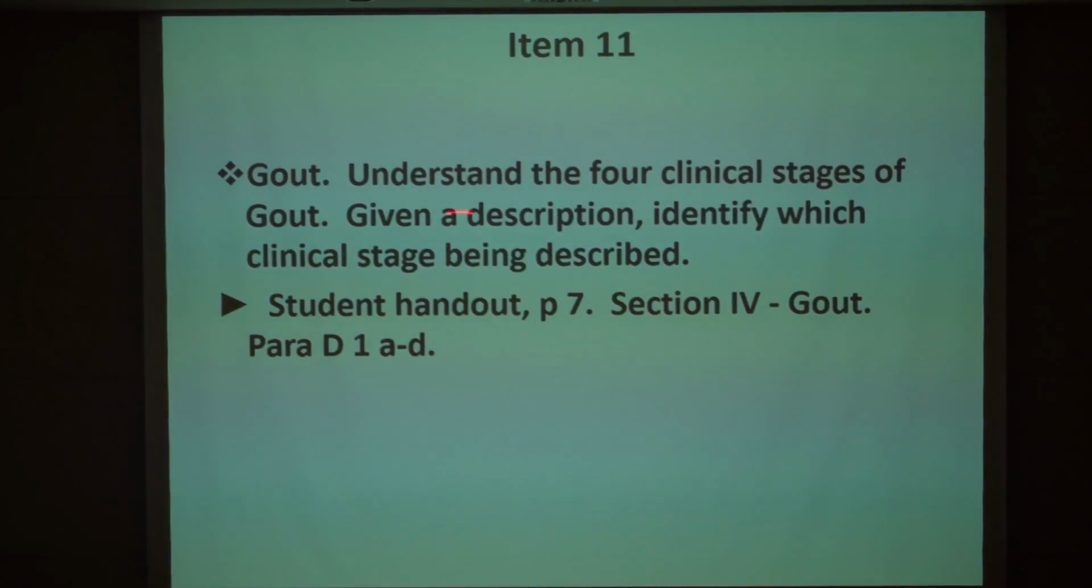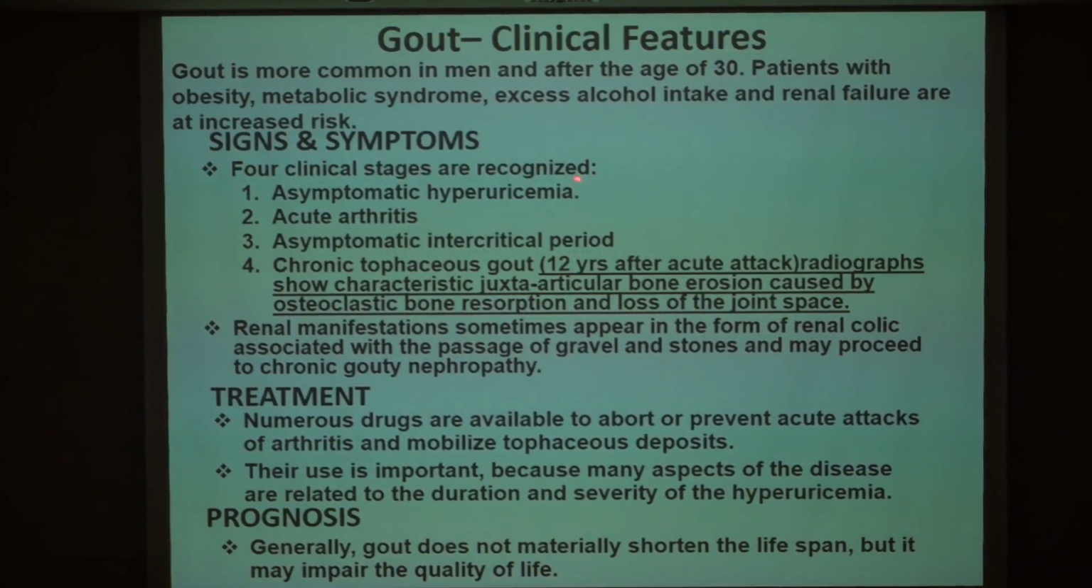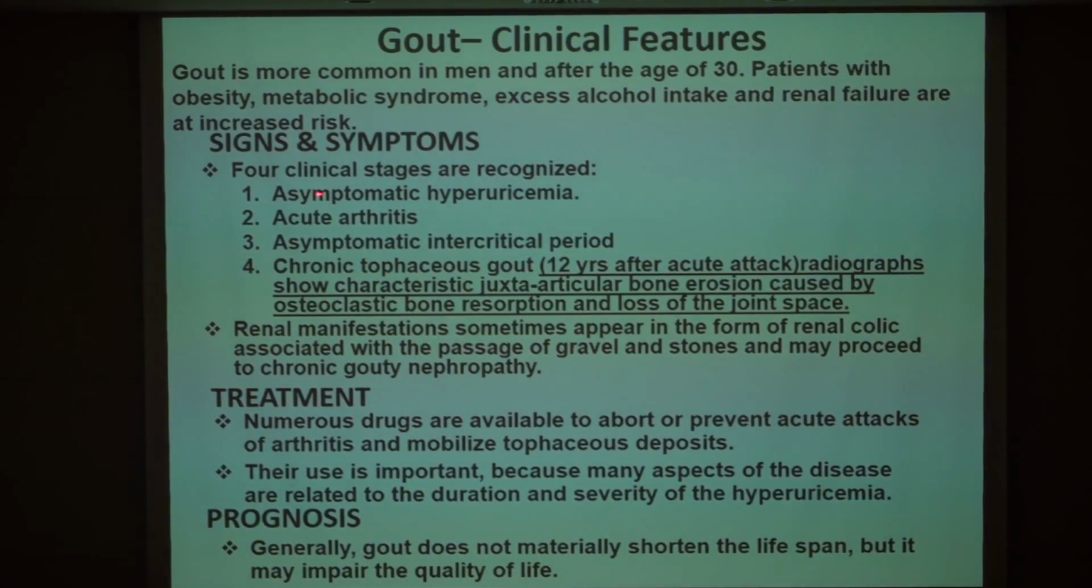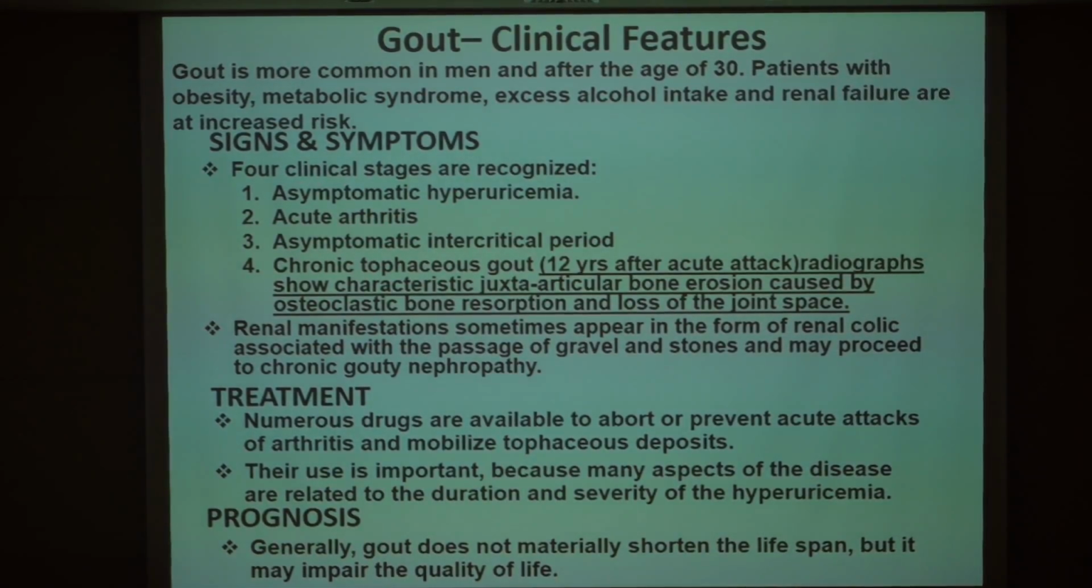Item 11, gout. You have to understand the 4 clinical stages of gout and, given a description, identify the clinical stage described. In your notes, I describe in detail these 4 clinical stages of gout. We talk about asymptomatic hyperuricemia, in puberty and beyond, especially males, who present with a high uric acid. Now, remember, having hyperuricemia does not guarantee that someone will go on to develop gout, but it raises the risk that he or she will.